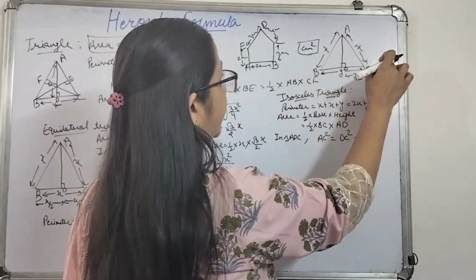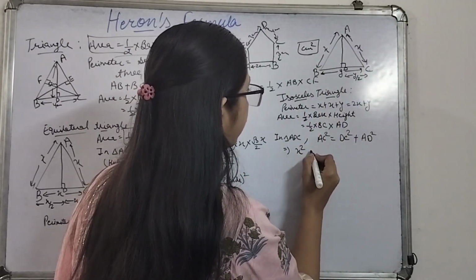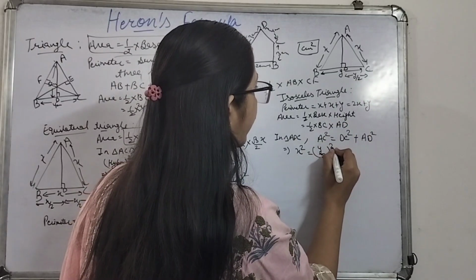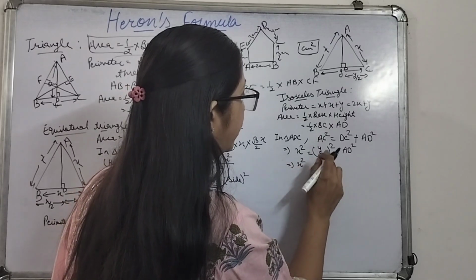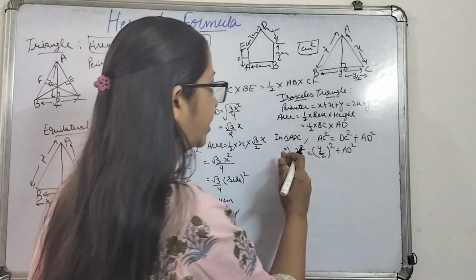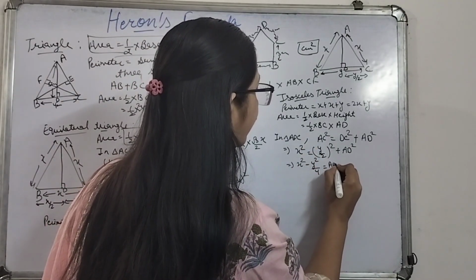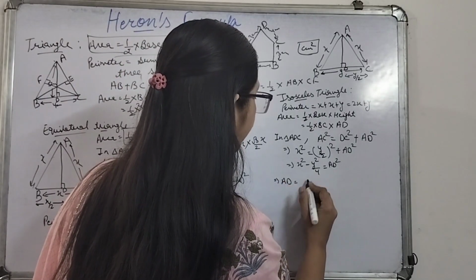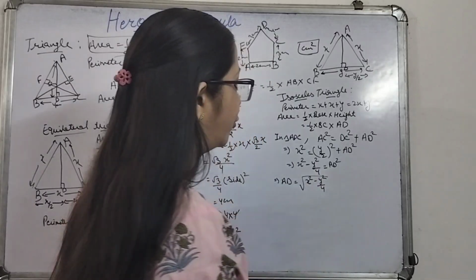So in this triangle ADC, we can say AC square, that is x square, is equal to DC square, that is y by 2 whole square, plus AD square. So we can say x square minus the square of y by 2, which is y square by 4. Taking it to the LHS, it becomes minus y square by 4. It is the value of AD square. So what will the value of AD be? AD will be the square root of x square minus y square by 4.